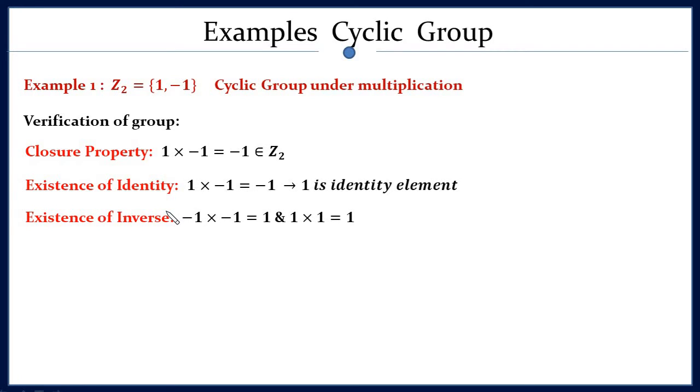With that condition, if you multiply -1 with -1, you will get 1. We have just seen 1 is the identity element. Therefore, -1 should be the inverse of -1. That is, -1 is the inverse of itself.